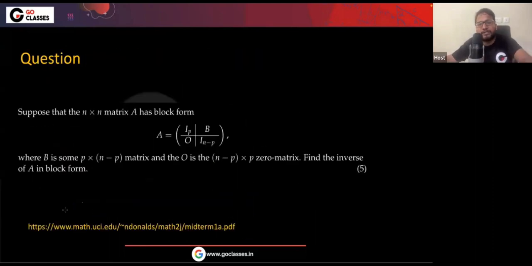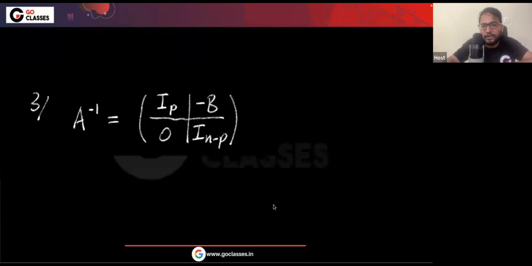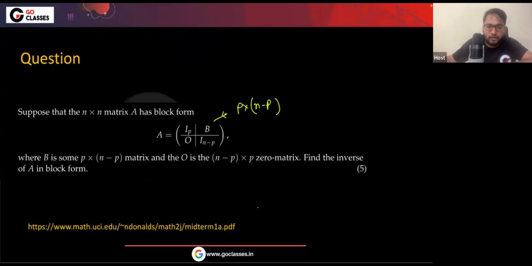Now let's see this question. What they are saying: suppose this n cross n matrix A has this block form, where B is some P cross n minus P, and O is n minus P cross P. Find the inverse of A in block form. So now they're asking you to find the inverse of A. What is the basic idea that we can apply here? The basic idea is that we will multiply with some matrix and equate that to the identity matrix.